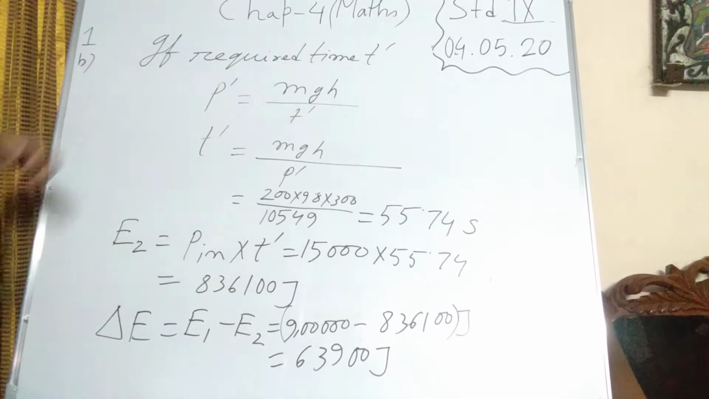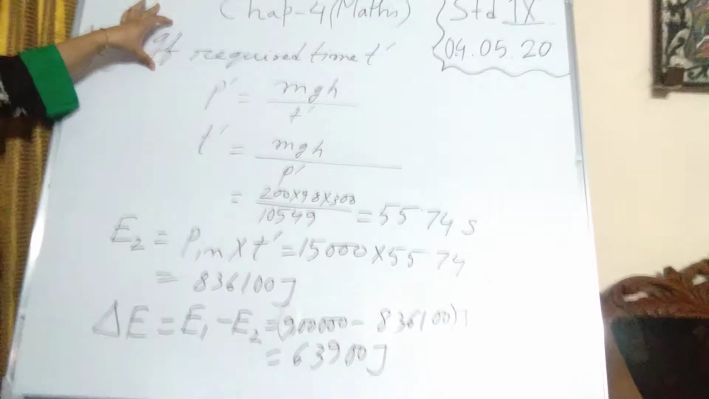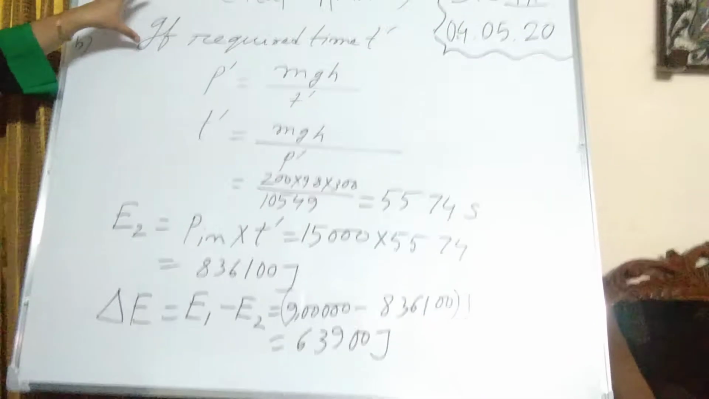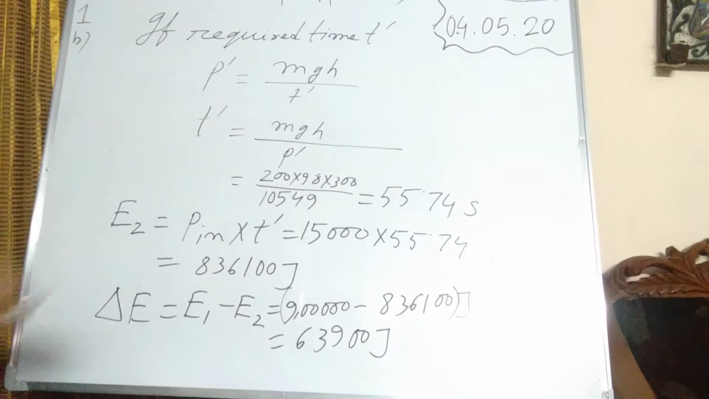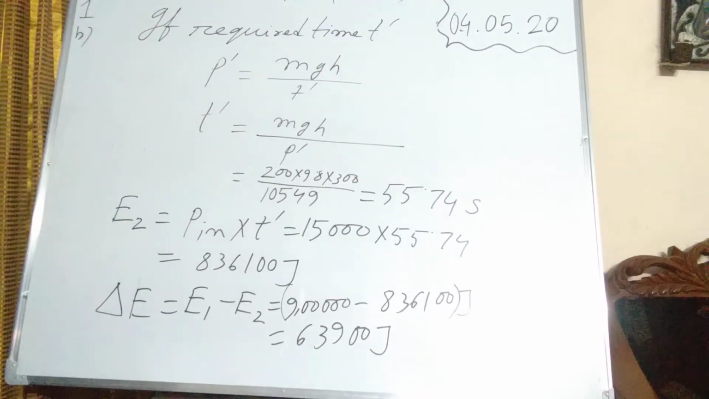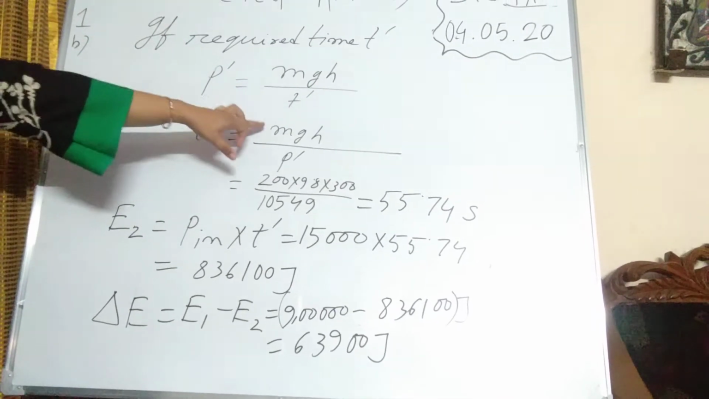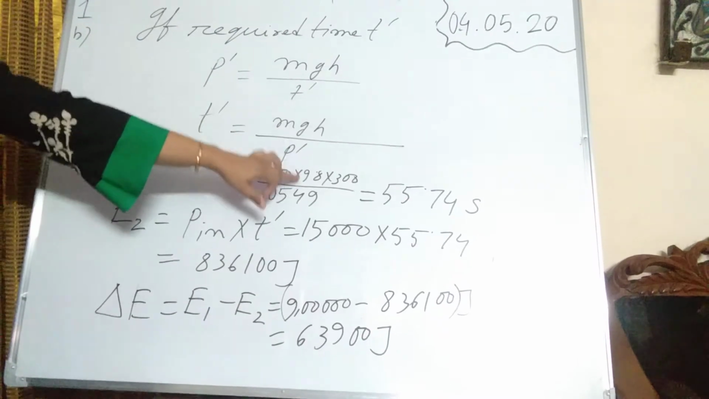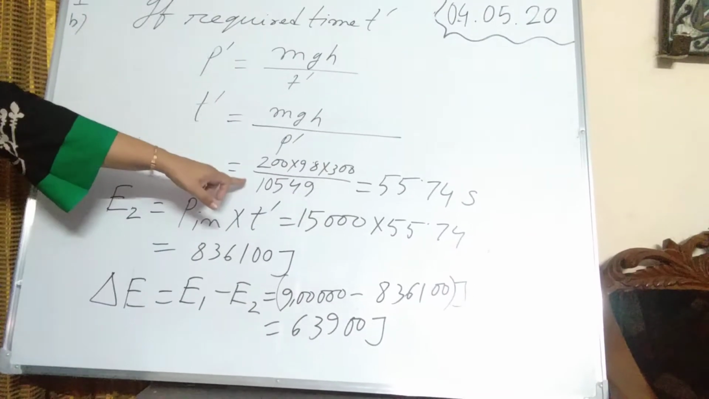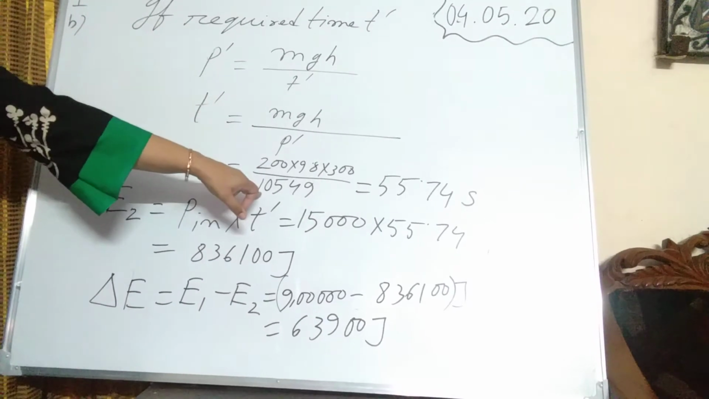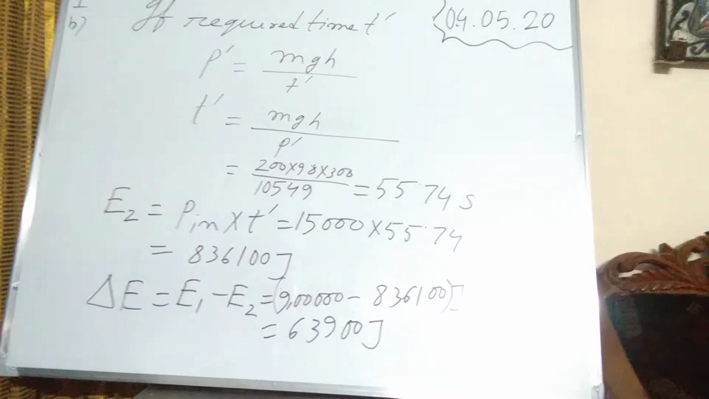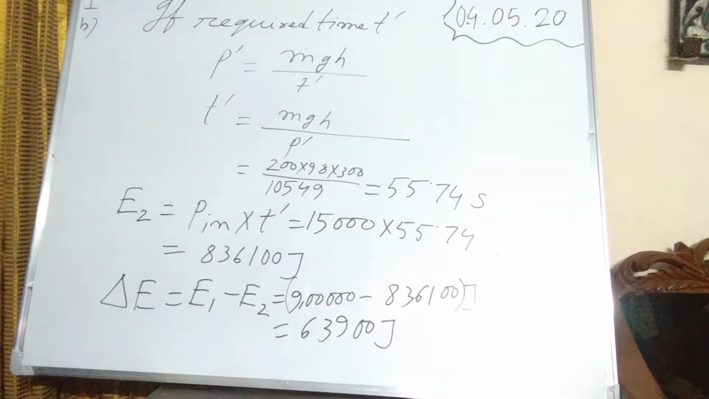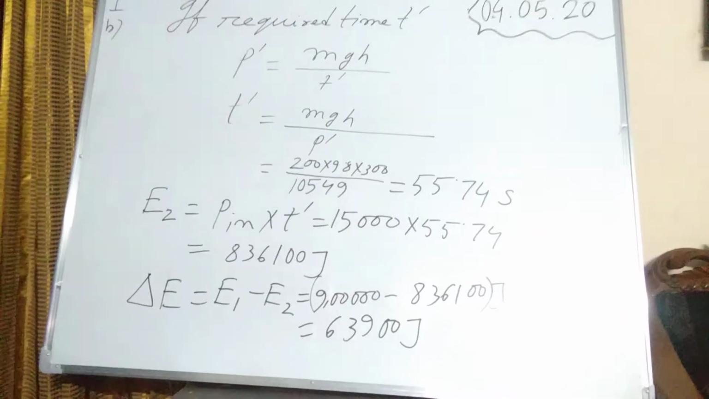If the required time is t prime, I have told you if the efficiency is increased, then the time period will be changed. So if the required time is t prime in that efficiency, then P prime equal to mgh by t prime. So t prime equal to mgh by P prime. Then you know m is 200 kg, g is 9.8, h equal to 300, and P output equal to effective power equal to this. So I got time will be 55.74 second. That means you can see the time required is less than that of the previous case.